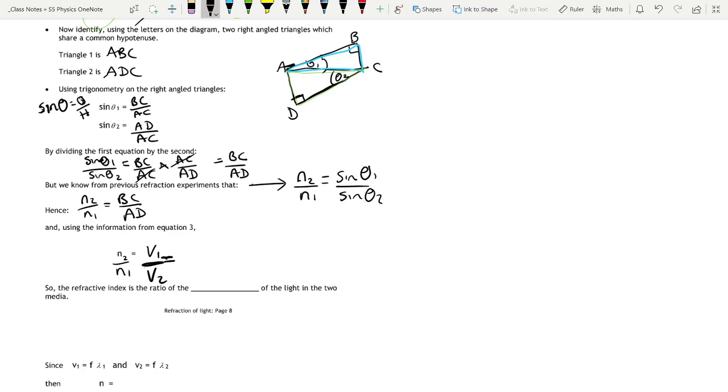Which we also know now is sine theta 1 over sine theta 2. So the refractive index is the ratio of the speeds of the light in the two media. So N2 over N1, we know is sine theta 1 over sine theta 2 because we did that in the earlier lesson. But now we also know that N2 over N1 is equal to V1 over V2.